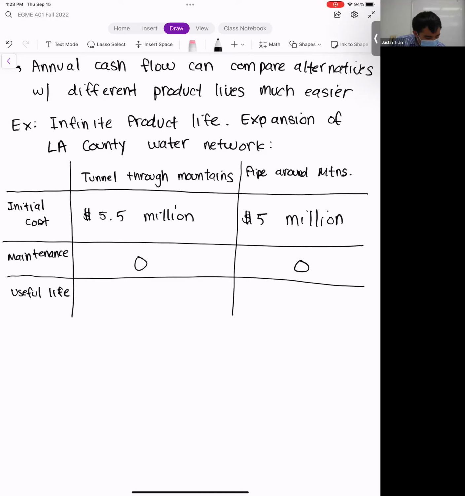And then we have the useful life. For the tunnel through the mountains, for all intents and purposes, we don't ever have to replace it, because once you blow a hole through the mountains, assuming that there's no rock slides or anything, it's going to be there forever. So there's basically an infinite useful life there. Whereas the pipe is expected to rust and require replacement, so we're going to expect to replace it about every 50 years.